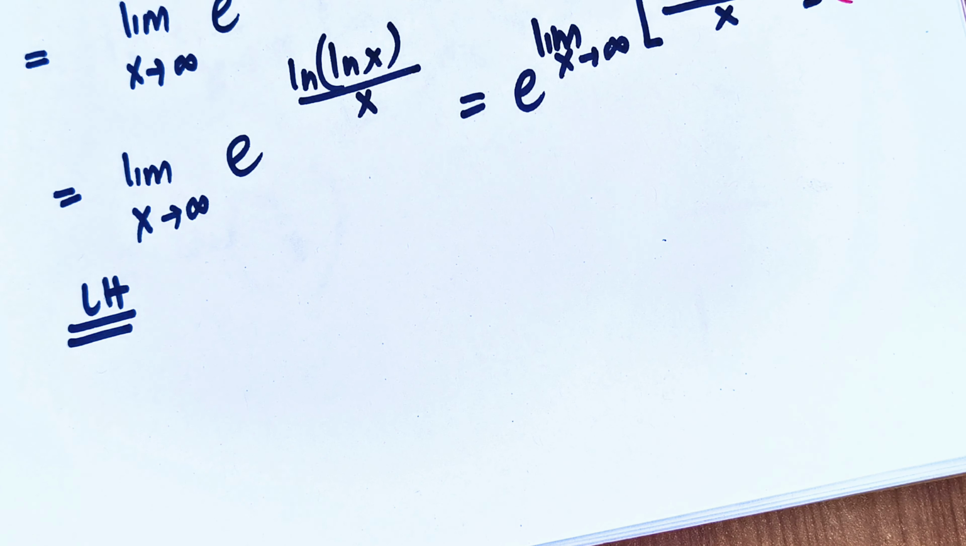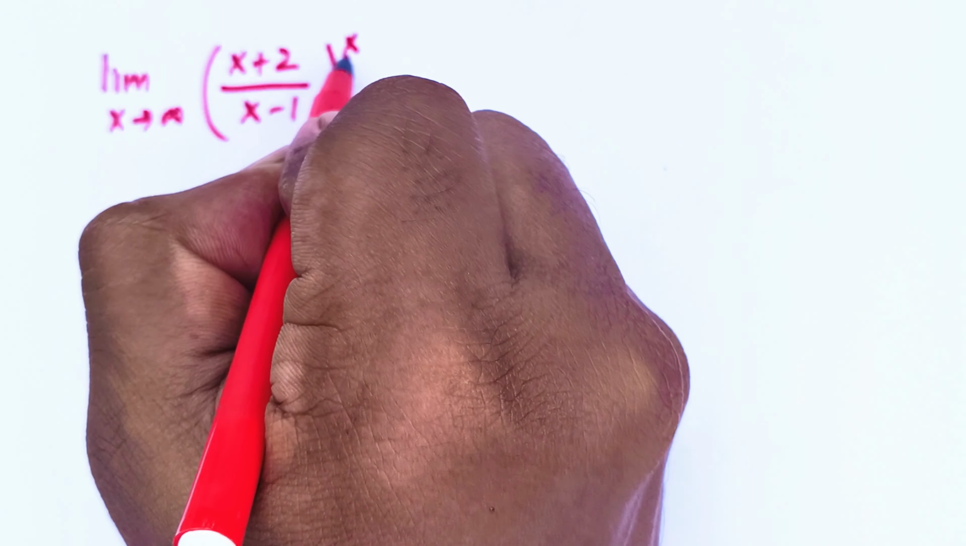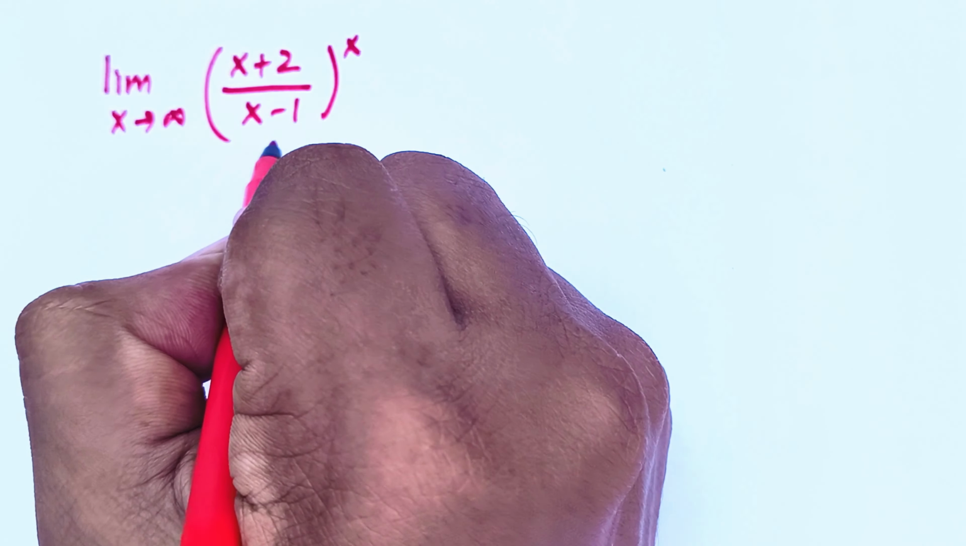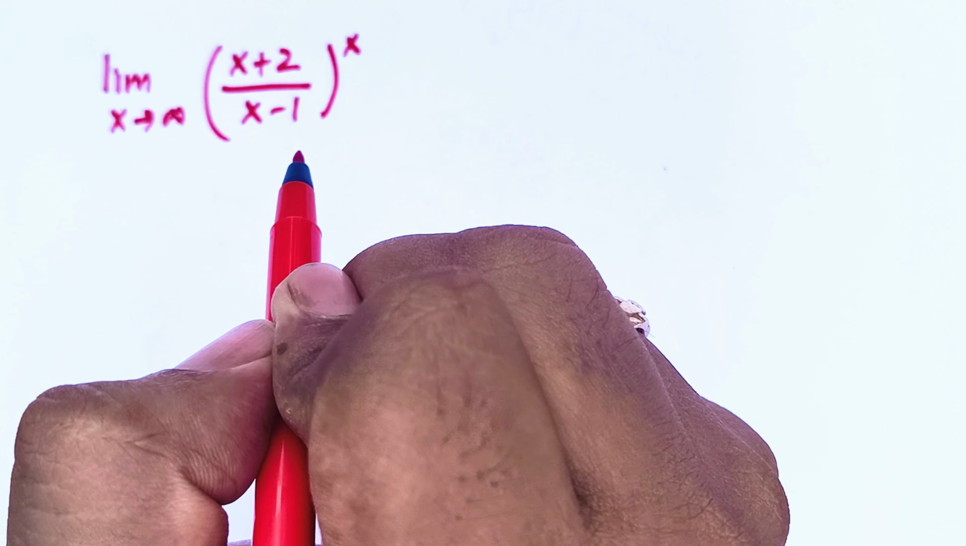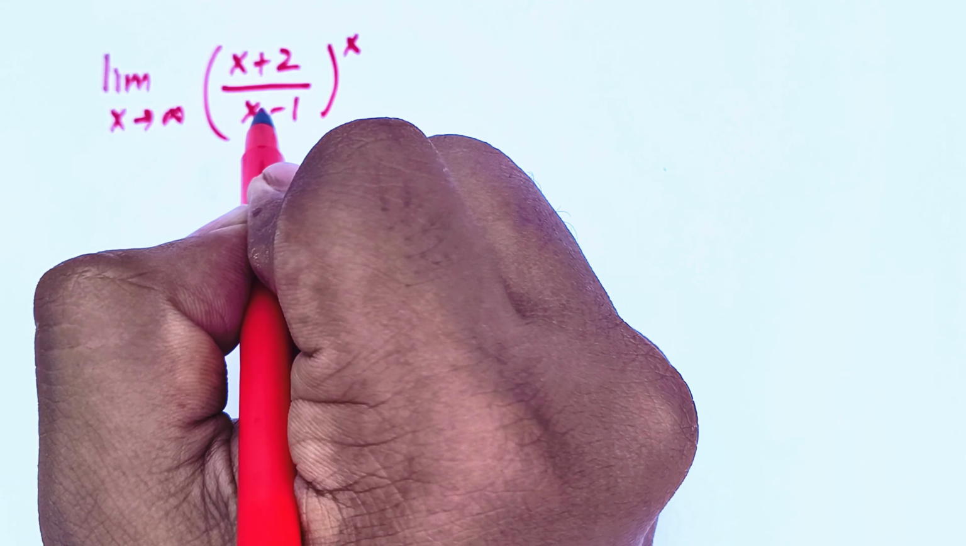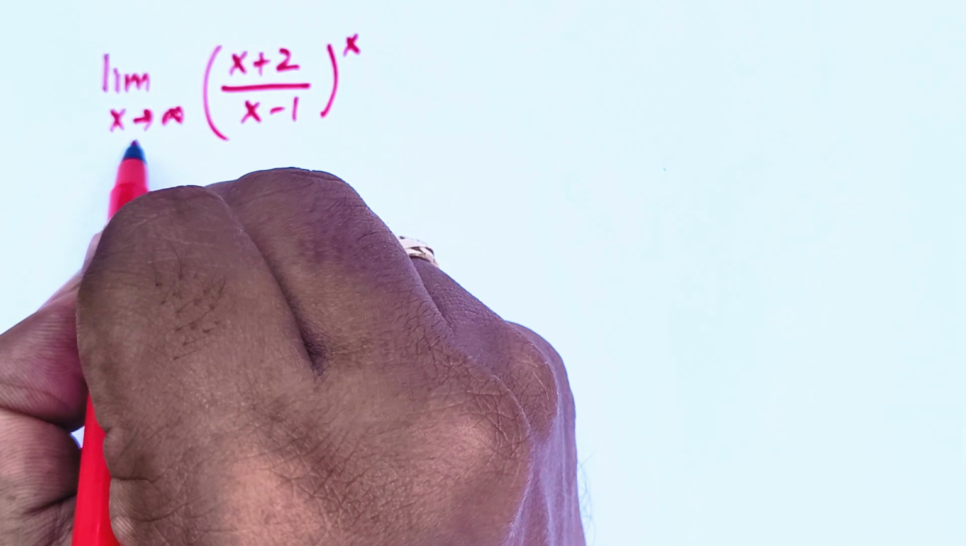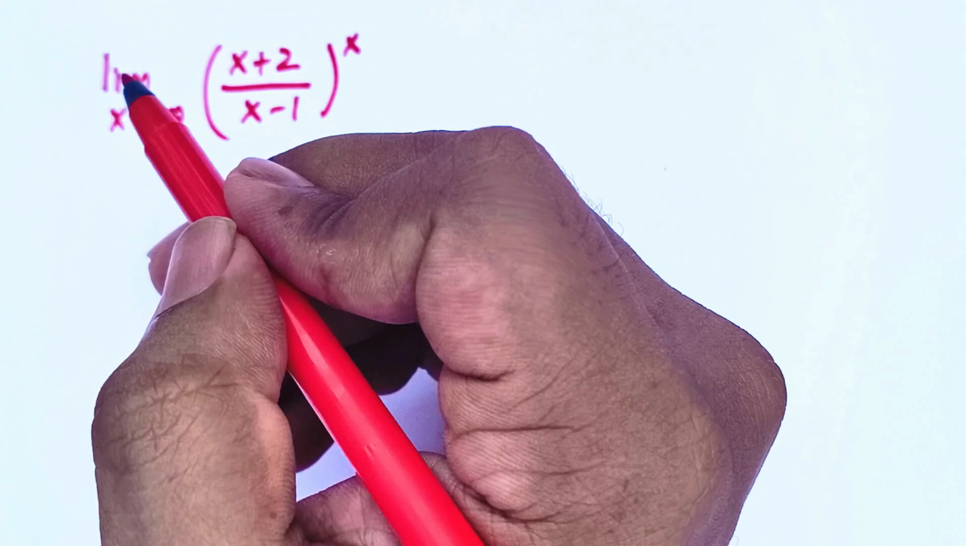Next, let's do one example of the 1 to the power infinity form. We have limit x goes to infinity of x plus 2 over x minus 1, to the power x. When x approaches infinity, the power will go to infinity, and this quantity will go to 1. And how to know that? This is just a rational function, and in a rational function, when x becomes bigger and bigger, the dominating term is the highest power of x, and here the highest power is 1, so x will dominate. Here also x will dominate, so this will approach x over x, which is 1.